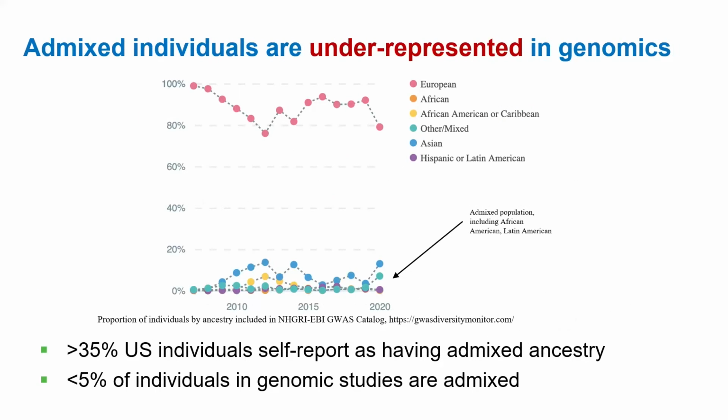The other big punchline here, which I'm sure all of us are fully aware of, is that individuals that have mixed ancestry are vastly underrepresented in genomics. Here's a plot where on the x-axis you see years going all the way back to the 2000s, and on the y-axis you see the percentage of individuals in genomic studies that are from various ancestry populations.